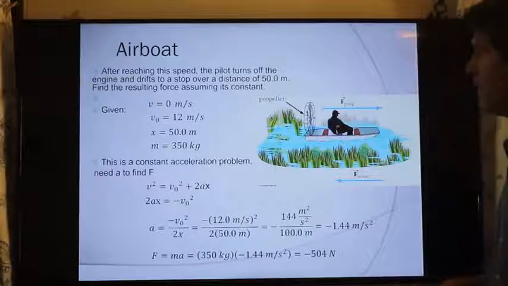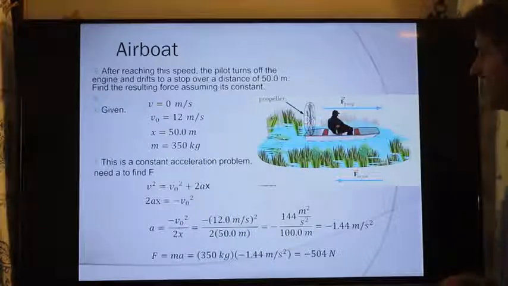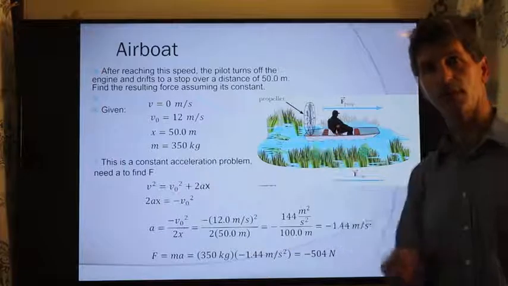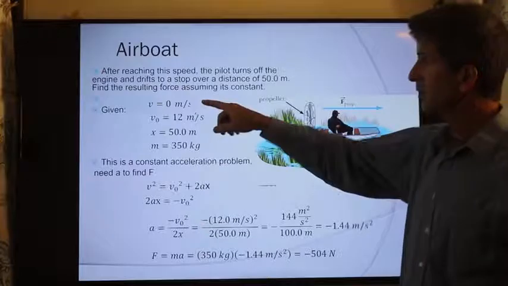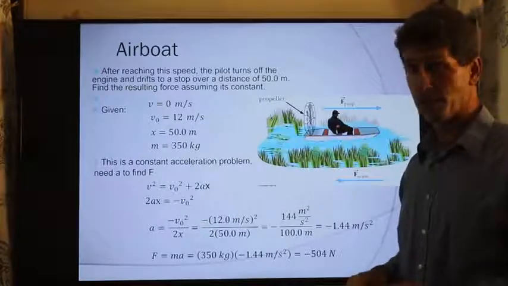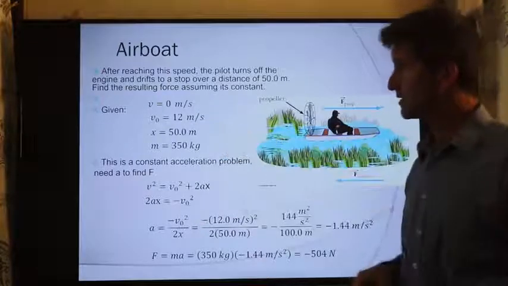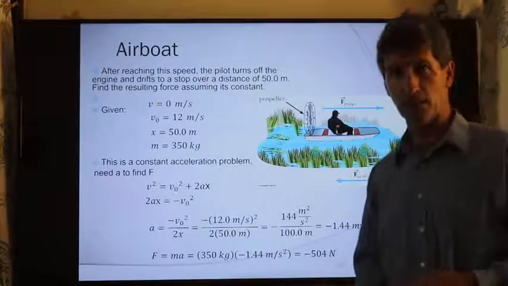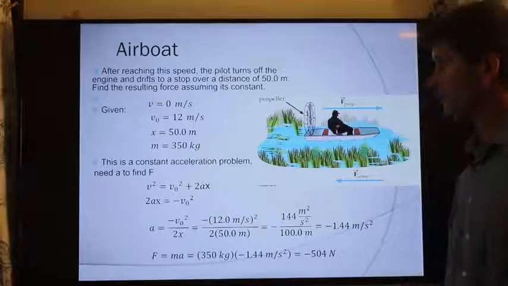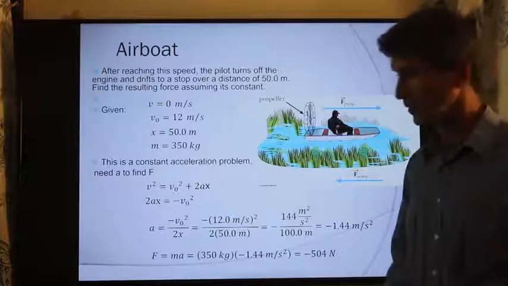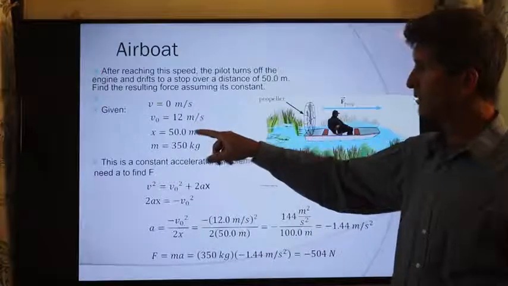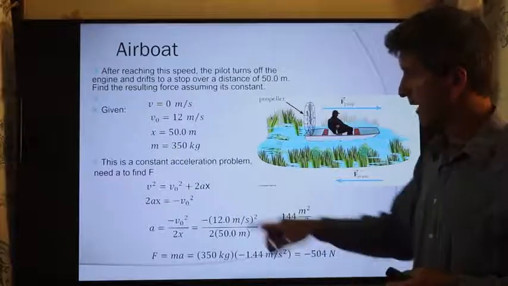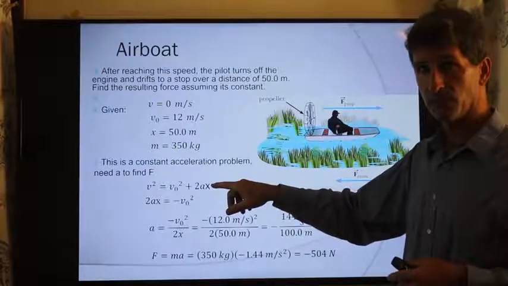After reaching the speed, the pilot turns off the engine and drifts over a distance of 50 meters. Find the resulting net force. Here we're going to go the other way. It's going to come to rest, but it's going to start at 15 meters per second. It glides at a constant acceleration over 50 meters, and its mass is 350 kilograms. We want to find the acceleration and therefore the force. So we know v, we know v0, we know x, we know the mass, we don't know time. Time's not in here. We're trying to find a, so we use the last kinematic equation.